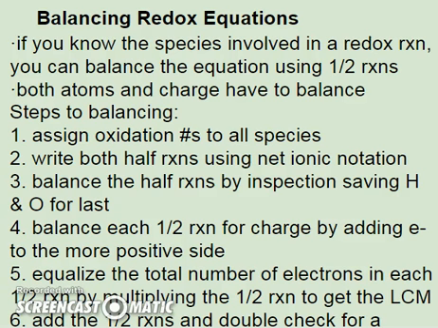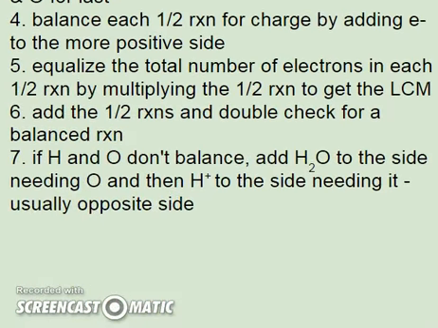So if one is losing 2 electrons, the other's gaining 4, you'd have to double the oxidation reaction where it's losing just 2. So you get the least common multiple so that you have the same number of electrons being gained and lost. And then you add the 2 half reactions and double check for a balanced equation. And then here's the goofy part. If the hydrogen and oxygen don't balance, you add water to the side needing oxygen, and then hydrogen ion to the side that needs it. Generally, it'll be the opposite side of where you added the water.